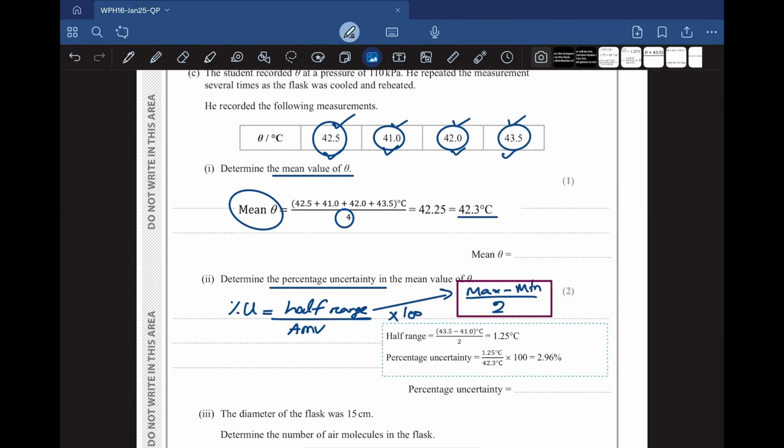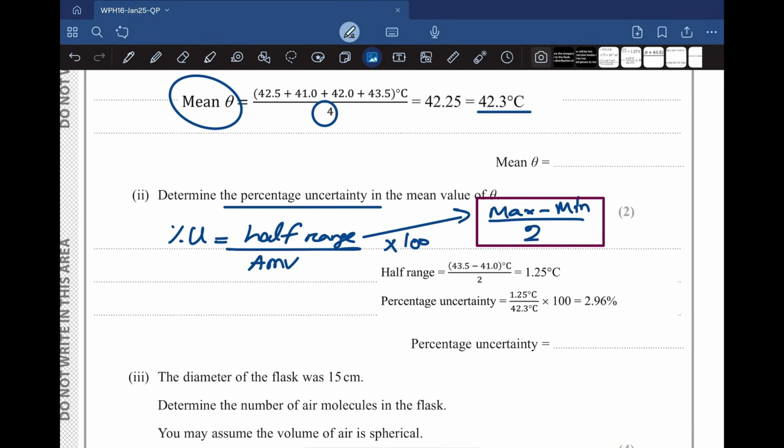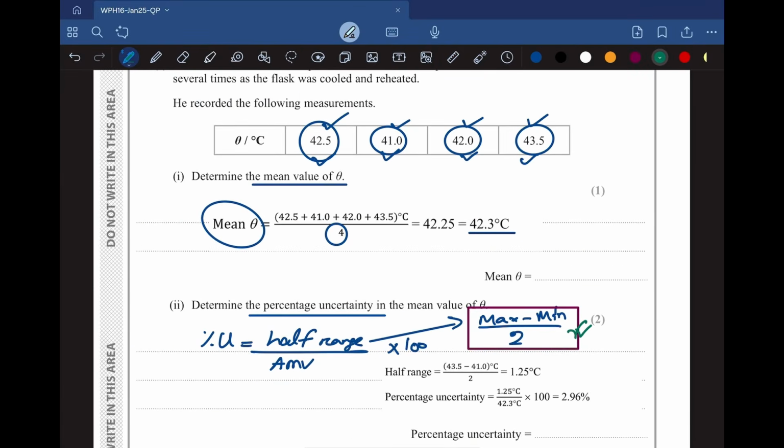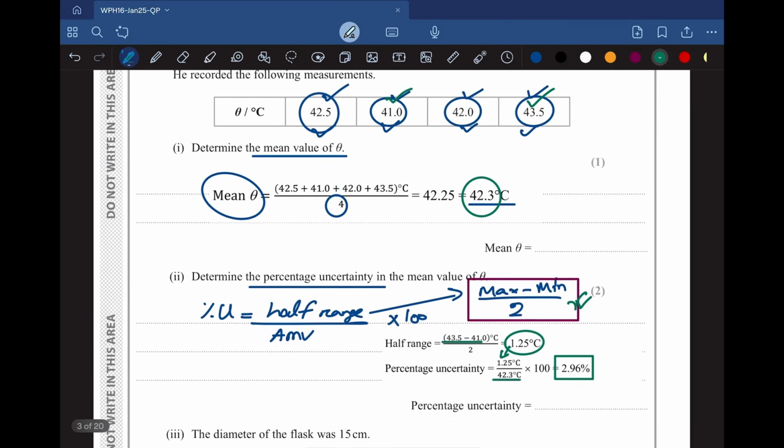Let's keep the answer right here and have a look at it. You can see half range is maximum minus minimum divided by 2, just like the formula that I have written. Here you can see the maximum was 43.5 and the minimum was 41. That's why 43.5 minus 41, divided by 2, gives us our half range, and we divide this half range by the average measured value, which is our mean value 42.3, multiplied by 100. This gives us a value of 2.96. This is going to be our percentage uncertainty value.